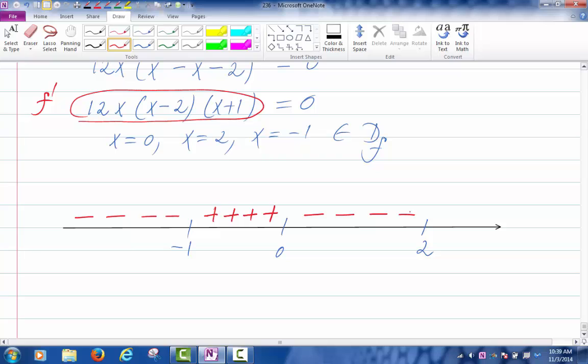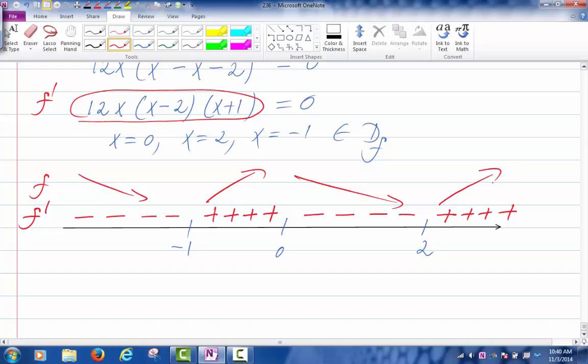And if x is larger than 2, the first factor x would be positive. When x is larger than 2, x minus 2 would be positive. When x is larger than 2, x plus 1 would be positive. So positive, positive, positive would be all plus here. So these are the signs of the first derivative. So now I see that my function f is decreasing here, increasing here, decreasing here, increasing here. Is that making sense? You guys are okay with that?